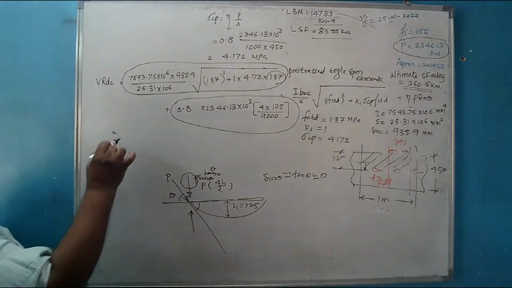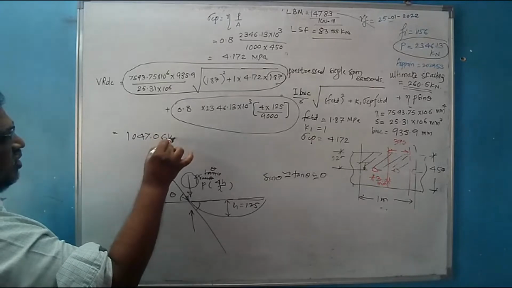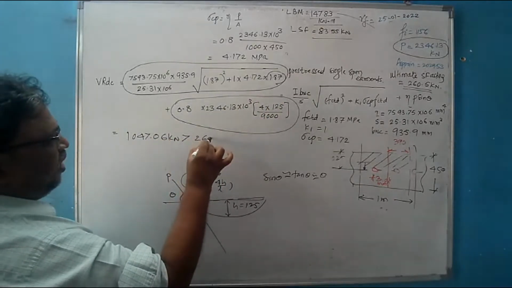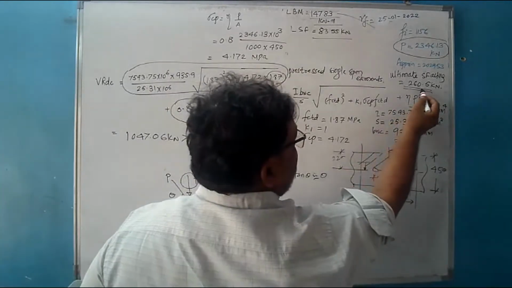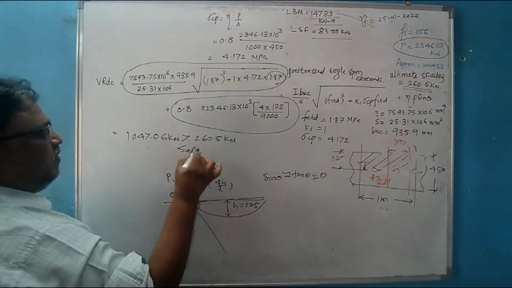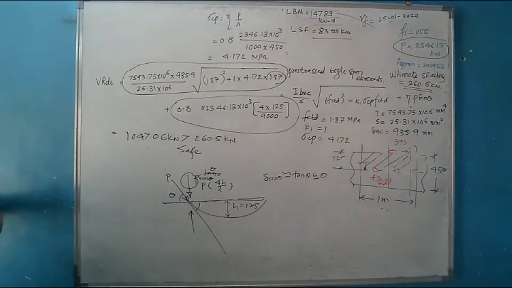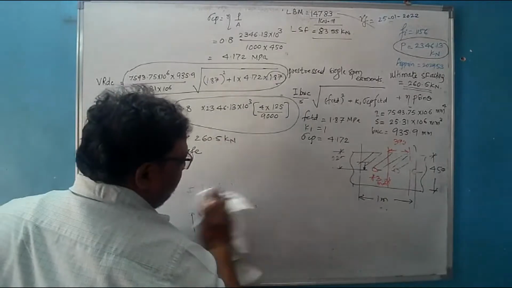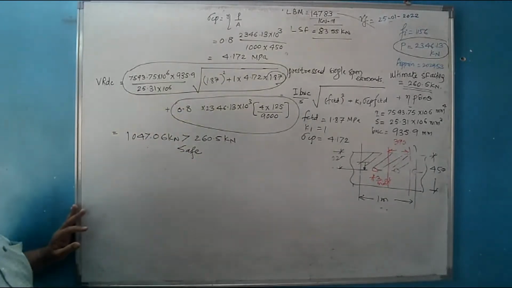1047.06. So it is 1047.06 kilonewton and it is more than 260.5 kilonewton because this is the ultimate shear acting. This is the resistance, so it is safe. We need not provide any shear reinforcement. बीम में हमको प्रोवाइड करना पड़ता है. अगर रिक्वायरमेंट नहीं भी है then also we provide certain nominal. That is for the ductility requirement.